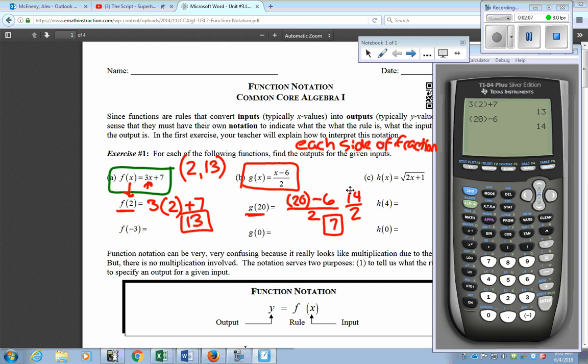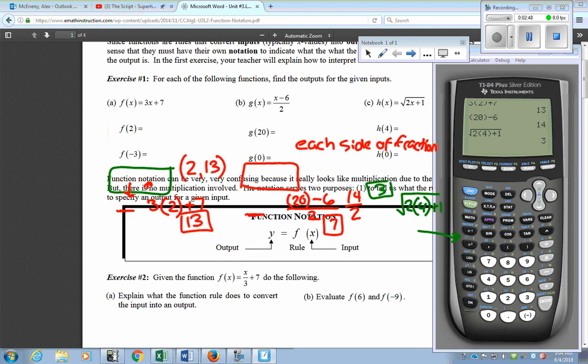And then for C, the last one, they have the square root sign. To use that, we hit the second key, and then the x squared button. Down here, you'll see in blue the square root symbol. So we have the square root of 2 parentheses 4 plus 1. Make sure that, like how I'm writing it now, everything that's under the square root sign is under the square root sign in the calculator. That would end up being 3, so you get 3 for the answer. Take a minute right now and try those next ones. You can always pause the video. Now I'm going to move on to the next example.